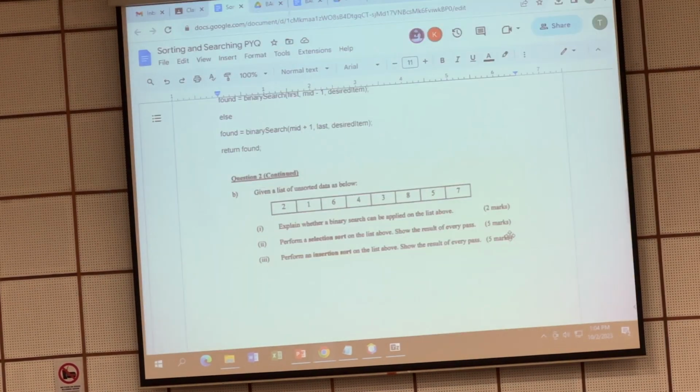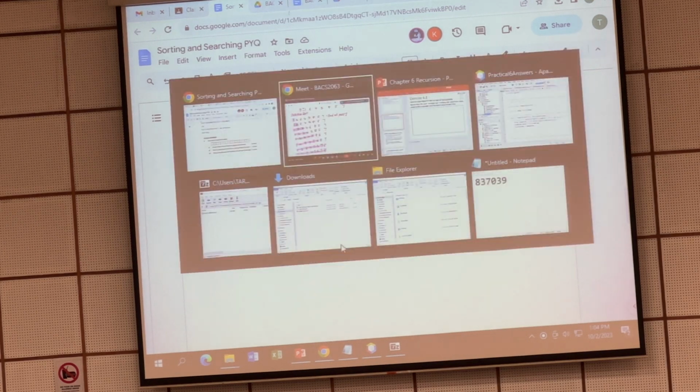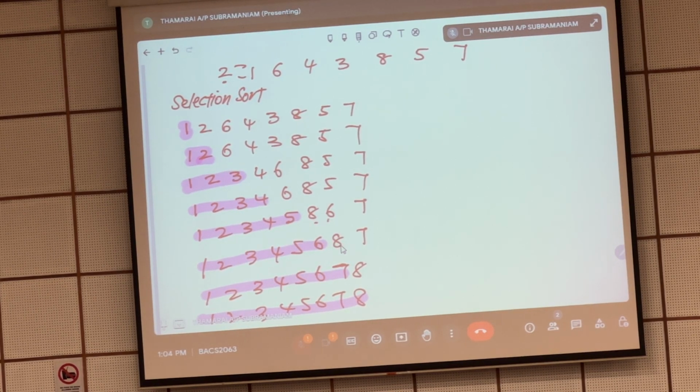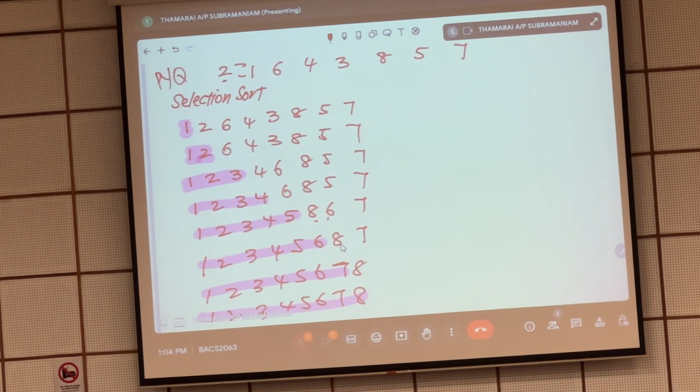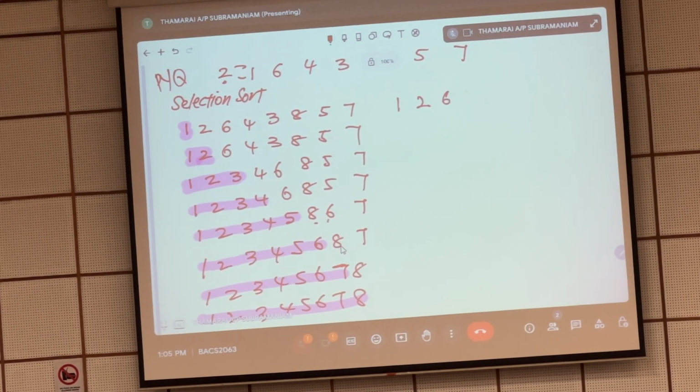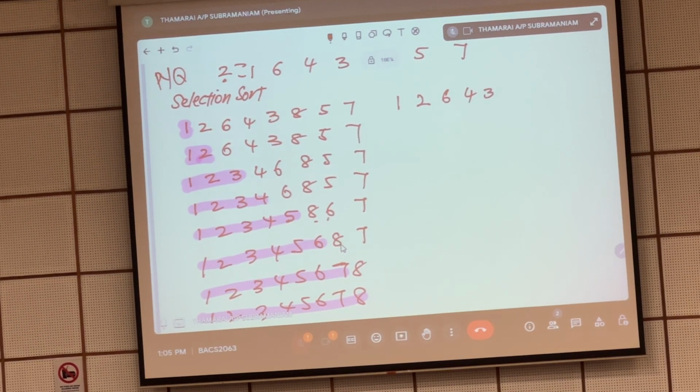Alright, so same values, now we have to do insertion. Alright, insertion. For insertion, how do we do it? We are looking at two and one. So 1, 2, 6, 4, 3, 8, 5, 7. Correct, huh? So this two is sorted.